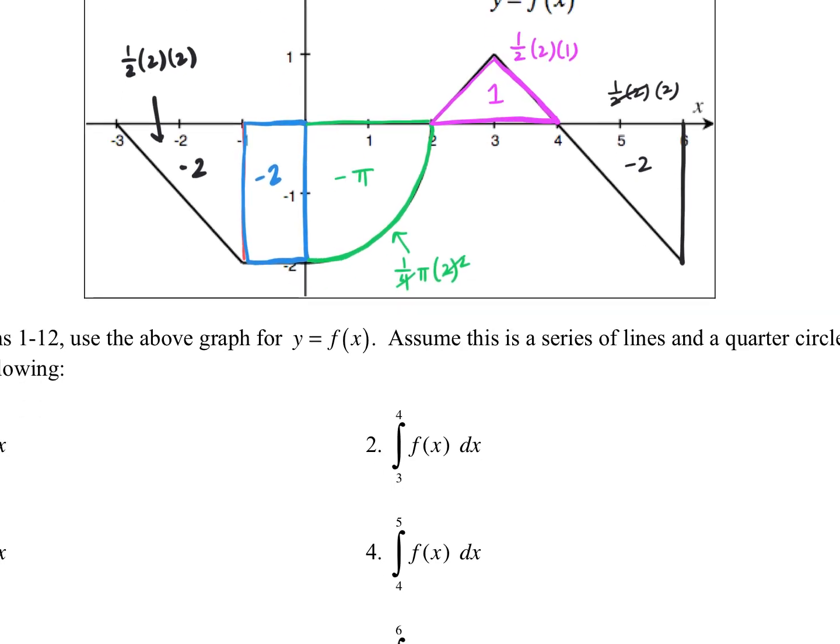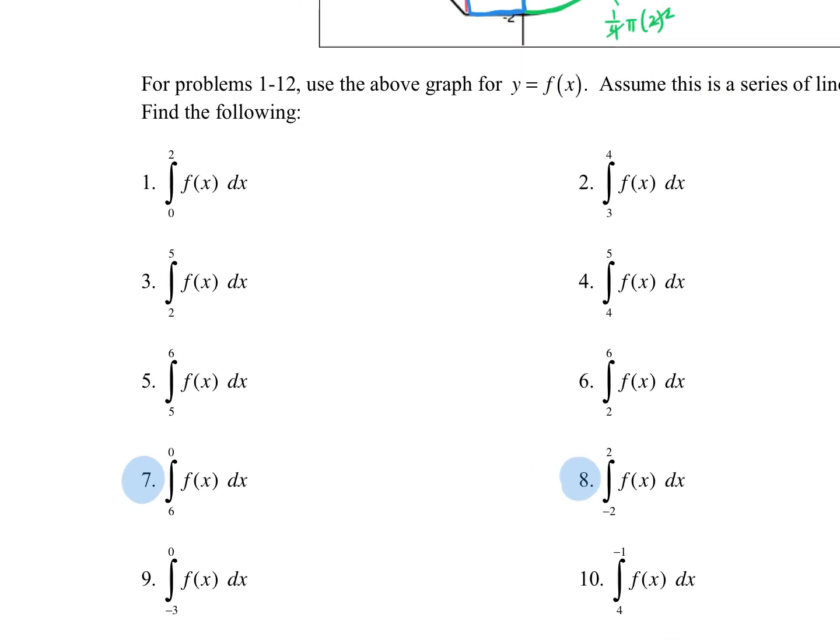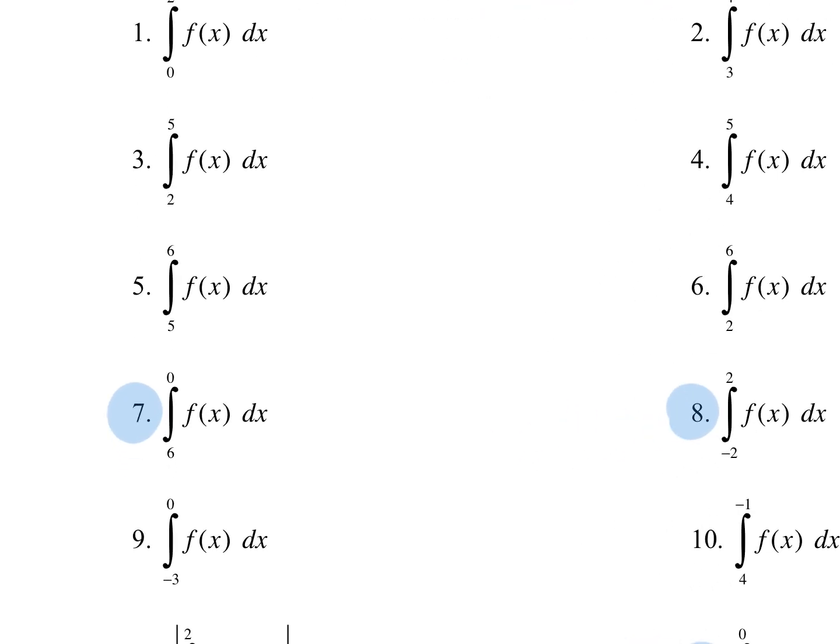Okay, so now if I go answer the questions that we were struggling with, number 7 says we're going from 6 to 0. Now that doesn't make sense in terms of reading from left to right, so we're going to flip-flop this around using one of our properties. This is the same thing as -0 to 6 of f of x dx.